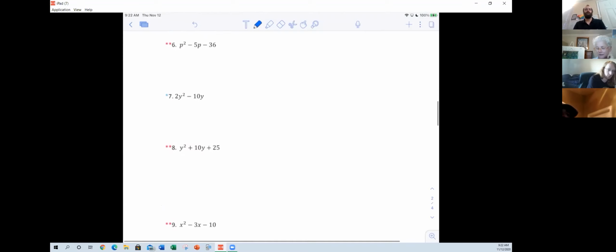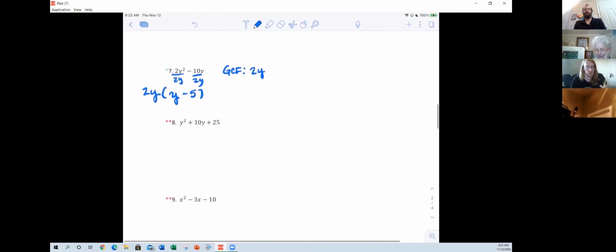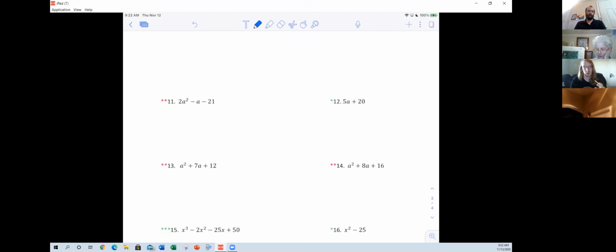What about number 7? What's the first thing we would do on 7? Factor out 2y. Can we go any further than that? I don't think so. Right. The only time you can go further is if what's inside of the parentheses is a difference of perfect squares. Otherwise, you just stop. Okay. How about number 12?